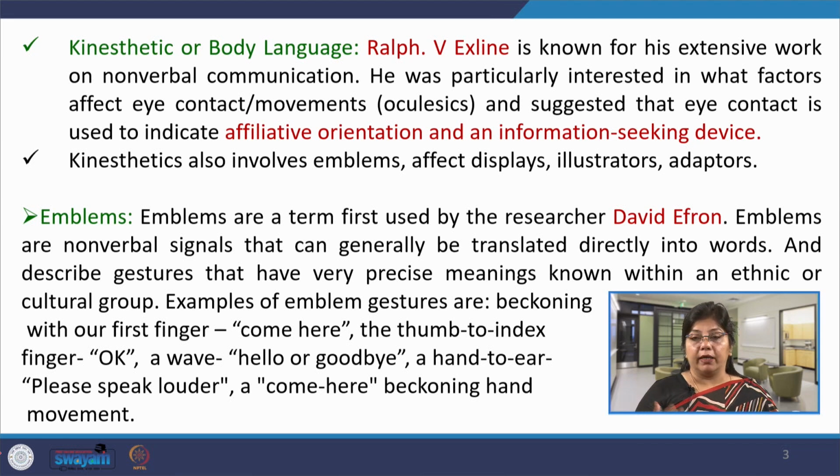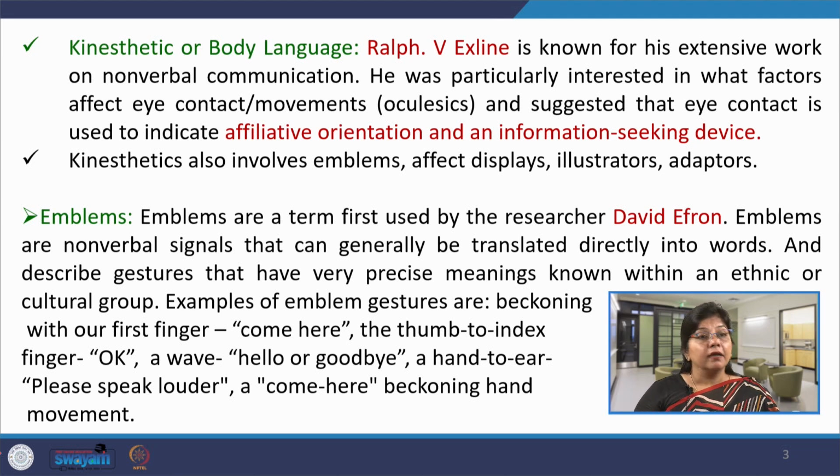For example, okay, it is like this, or wait, or this is like call me. So, these are the emblems which we tend to understand within a particular culture without uttering a word, knowing exactly what these signals mean. For example, beckoning with our finger means come here, or the thumb to index finger means okay. A wave, hello or goodbye, or a hand to ear, so please speak louder.